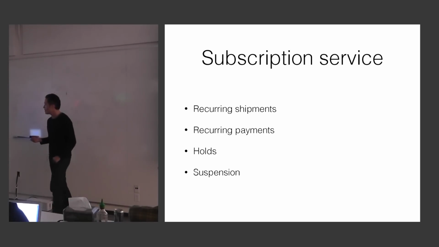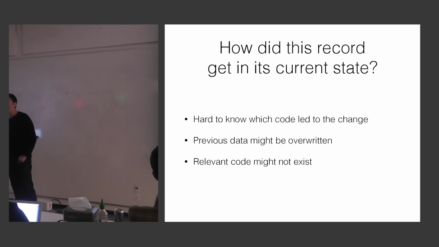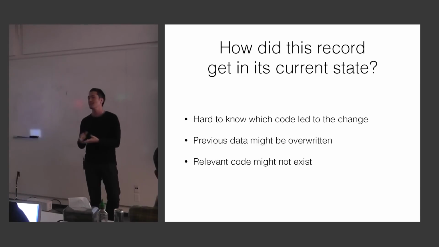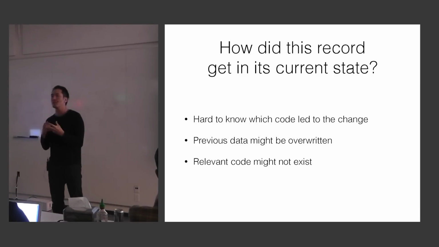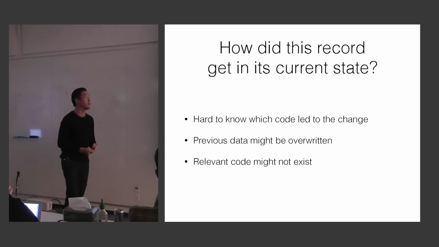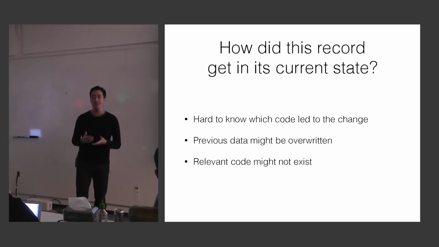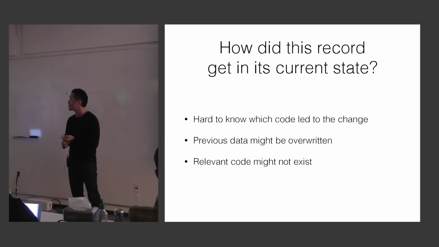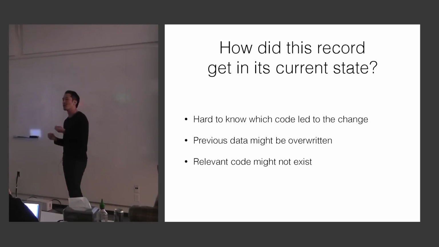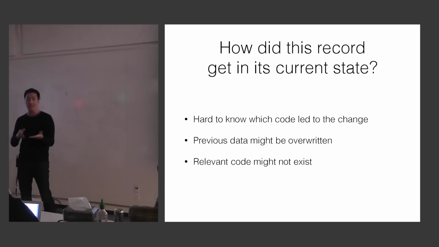So I was routinely debugging, and I was constantly asking myself, how did this record get in its current state? You always got some customer service problem, some subscription or some record makes no sense at all, someone just spent $200 and they're pissed, right? And it's really hard, if you do it wrong, to know which code led to the change. There's a bunch of different ways a record could change, and maybe you don't have a good actual record of how the record changed.